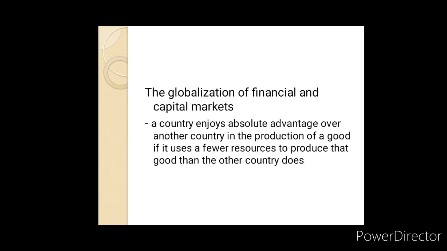The globalization of financial and capital markets. A country enjoys absolute advantage over another country in the production of a good if it uses fewer resources to produce that good than the other country does. Capital markets refer to the place where savings and investments are moved between suppliers of capital and those who are in need of capital. In case you didn't know what capital is, it basically means asset.